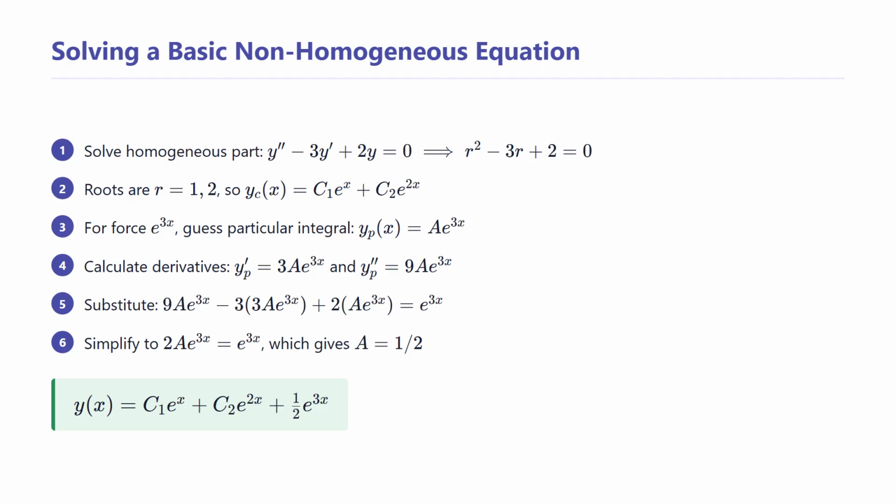Next, because our forcing function is an exponential, we guess that our particular integral will look like a times e^(3x). We take its first and second derivatives and substitute them back into the original equation. Simplifying the left side leaves us with 2a e^(3x) = e^(3x). Dividing both sides shows that a = 1/2. Finally, we add our complementary and particular solutions together to get our final answer.